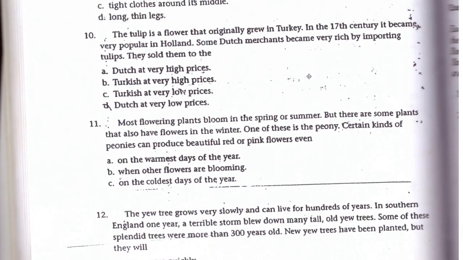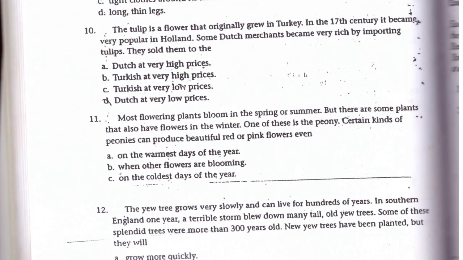And let's finish. The tulip is a flower that originally grew in Turkey. In the 17th century, it became very popular in Holland. Some Dutch merchants became very rich by importing tulips. They sold them to the Dutch at a very high price. Is it okay?